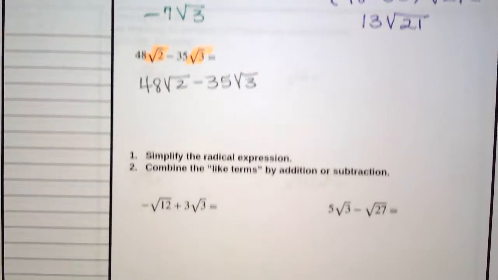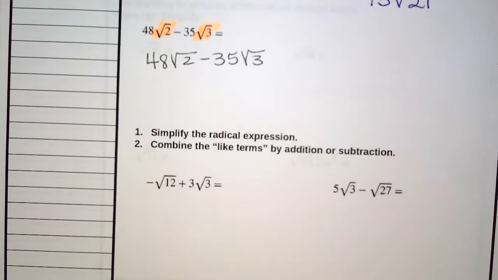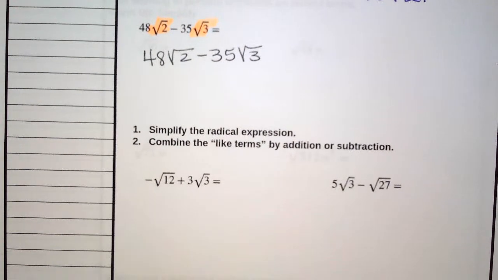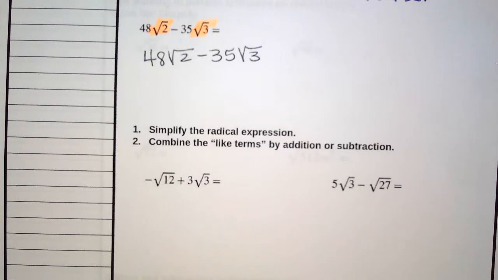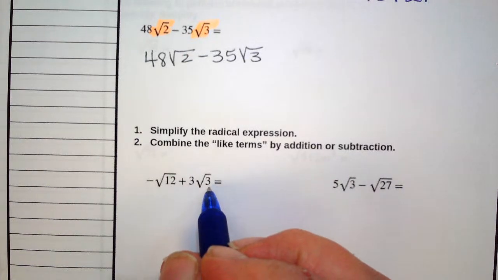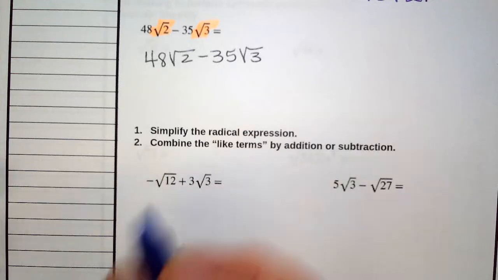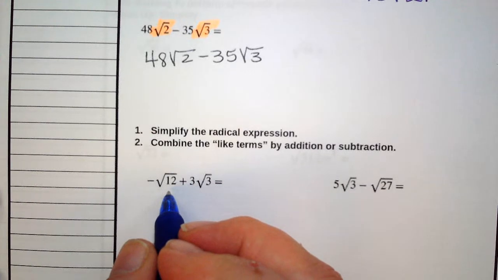Step 1, simplify that radical expression. Then combine the like terms by addition or subtraction. If they've got that same radicand, then they are like terms. Let's look at the first one. We know that the square root of 3 is simplified. But what about 12, the square root of 12?